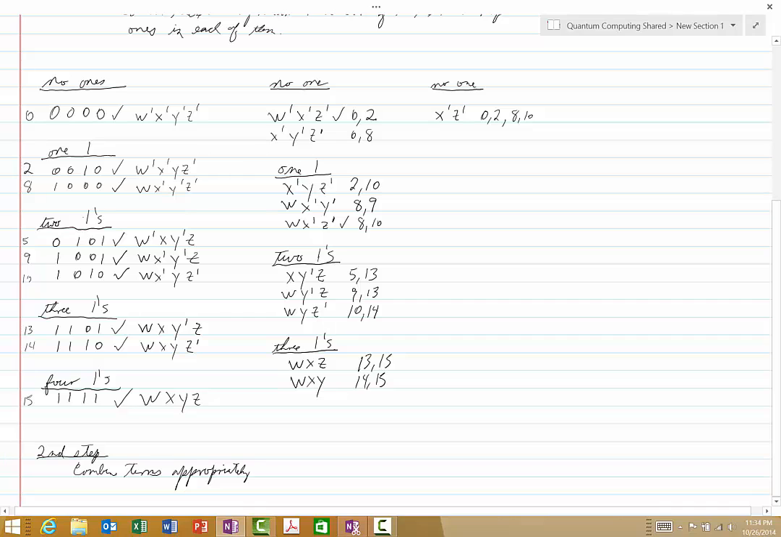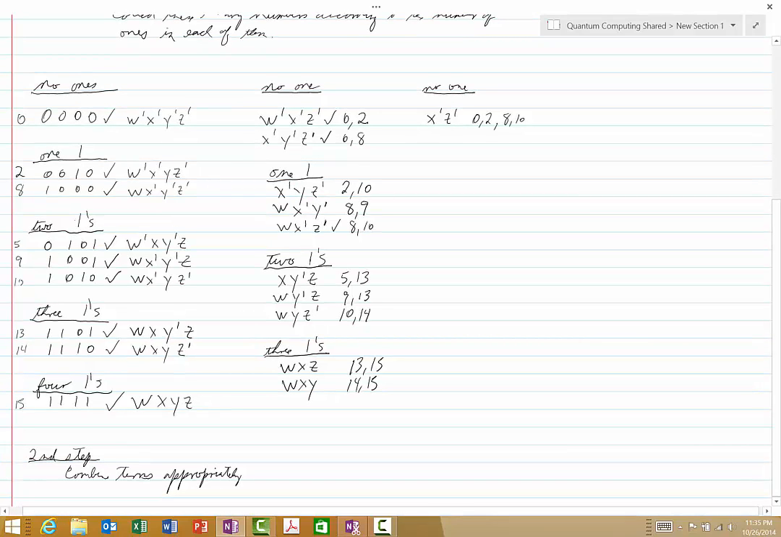And notice that the X prime, Z prime that we obtain there from combining the 0,8 term and the 2,10 term is identical to what we already have. So we don't need to write it down again. And we also don't need to write down the numbers because this says 0, 2, 8, and 10, and if we wrote down these, we'd have 0, 8, 2, and 10. It's just the same numbers, but in a different order. So we've already accounted for that combination. But since we do have it, we want to write check marks by 0, 8, and 2, 10.